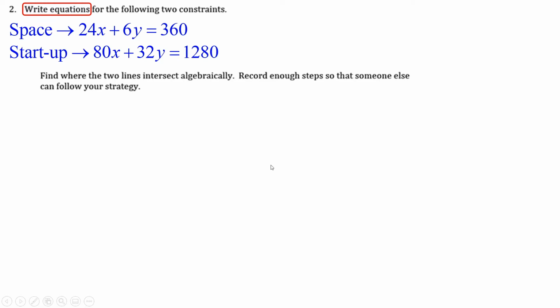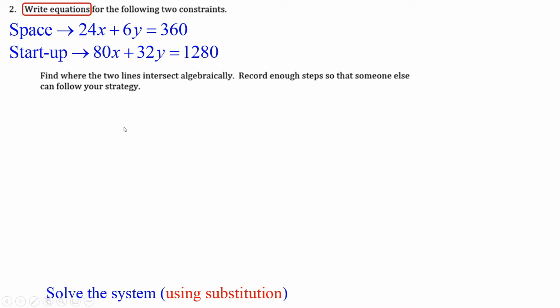So now, find where the 2 lines intersect algebraically. Record enough steps so that someone else can follow your strategy. All right, well, we have done substitution, we have done graphing. This might be a great opportunity to do elimination. Let's see if we're going to use elimination here. No, we're going to use substitution one more time. Okay, that's fine.